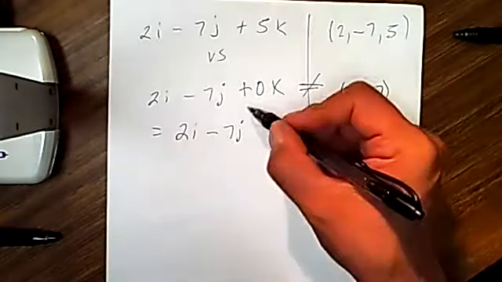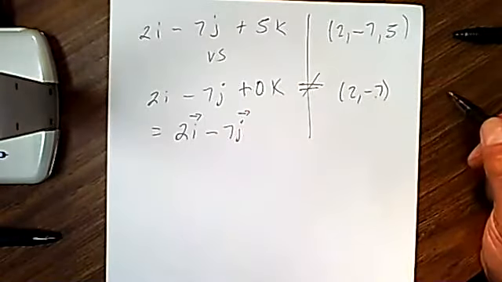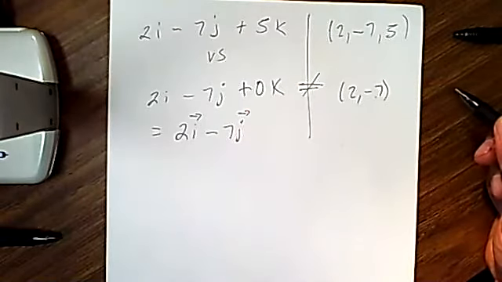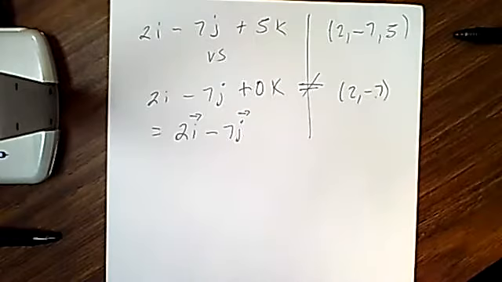A lot of people use an arrow on top of the letters. If it's understood that we are using vectors, then I personally don't see the need for that. Personally.